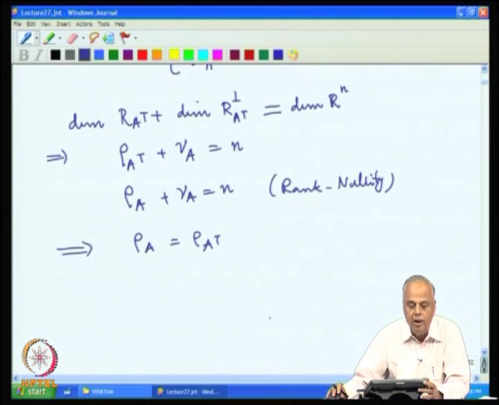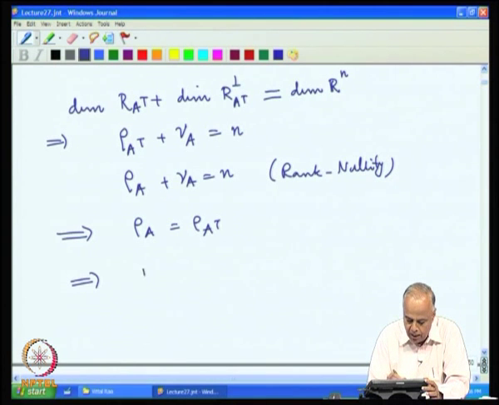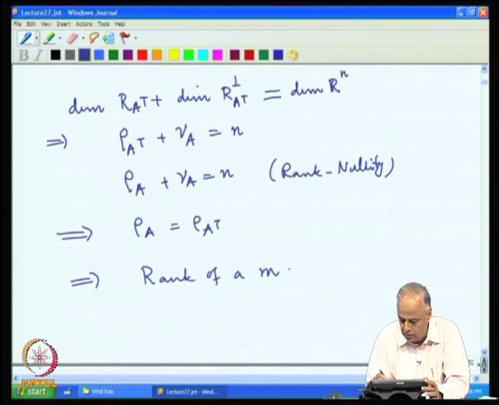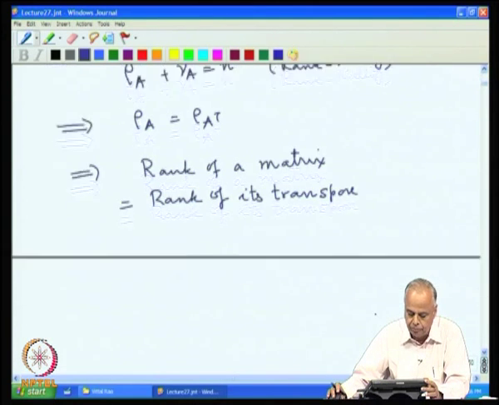Therefore, the rank of a matrix is equal to the rank of its transpose. This is the first important thing that we observed.